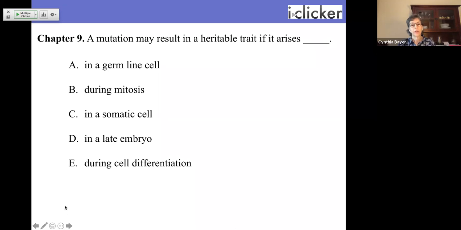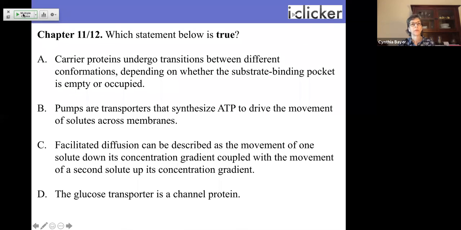All right, how about a question from our membrane chapters? From chapters 11 and 12, which of these statements is true? So what you want to do is try to find out or identify something that's wrong in 3 of the statements to identify which one is true.